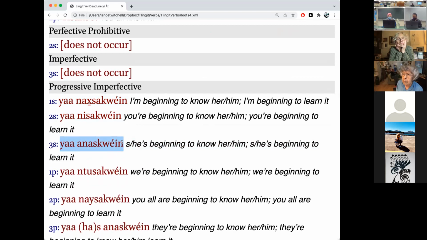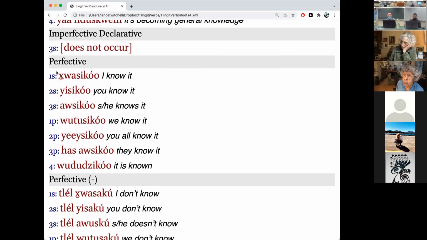Then when we go down, again, when we see this siku, it's long and high, and if we look down here, we've got chasaku, yisaku, ausaku, watusaku, yisaku, husausaku, wadudzaku. For our inland speakers, they would say umsaku and husumsaku, but those would be the only places that change. Although quite a few older speakers from there would say ying saku, so there would be a gamma right there.